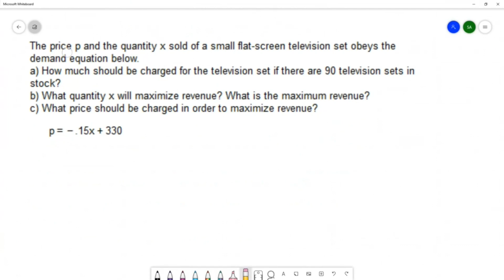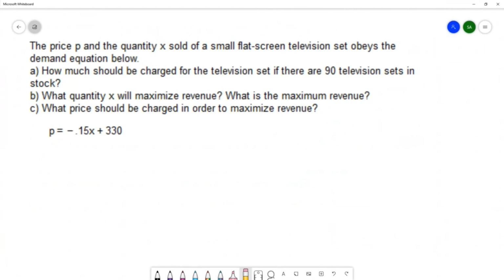The price P and the quantity X sold of a small flat screen television set obeys the demand equation below. How much should be charged for the television set if there are 90 television sets in stock? What quantity X will maximize the revenue? What is the maximum revenue? And what price should be charged in order to maximize the revenue?